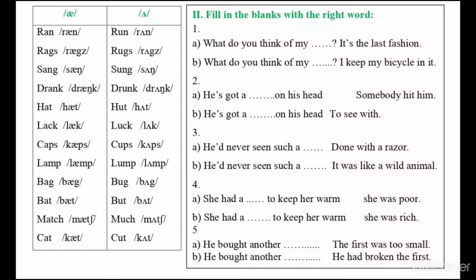Lamp and lump. But which one is the first? The first one is with the first vowel, lump. He's got a lump on his head. Somebody hit him. However, B, he's got a lamp on his head to see with. Lamp, with the second vowel.